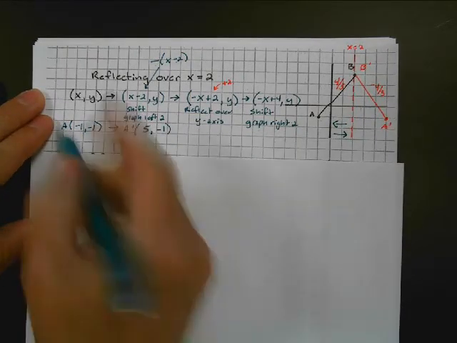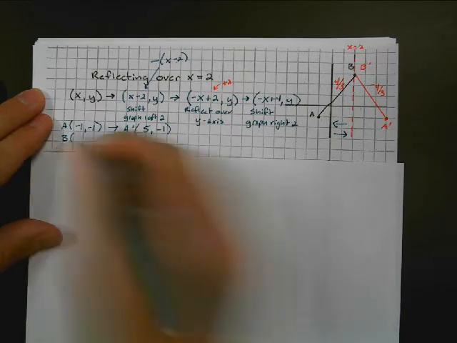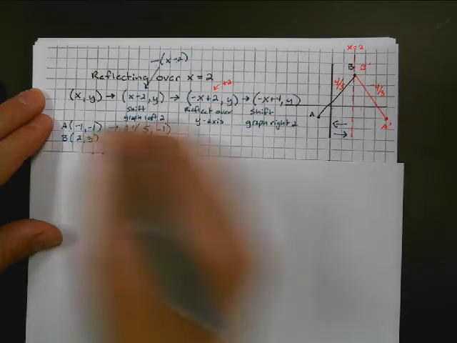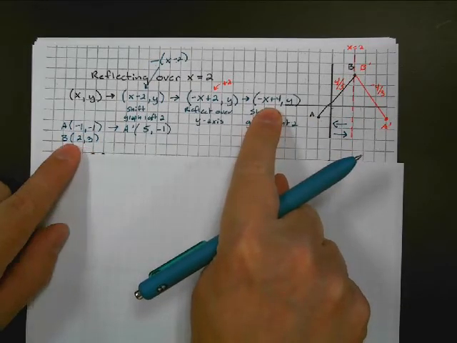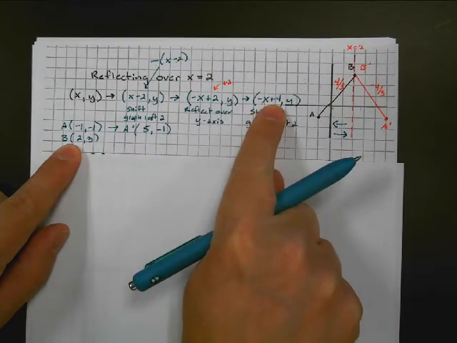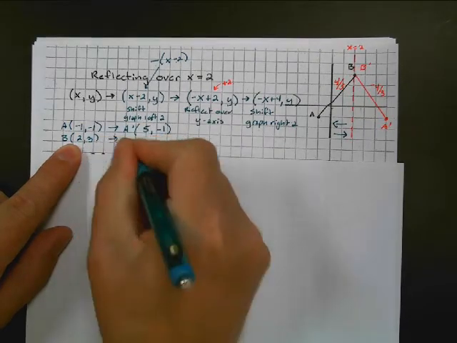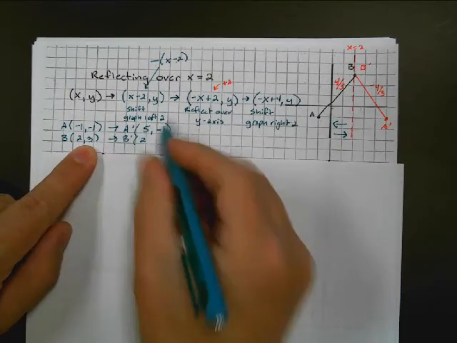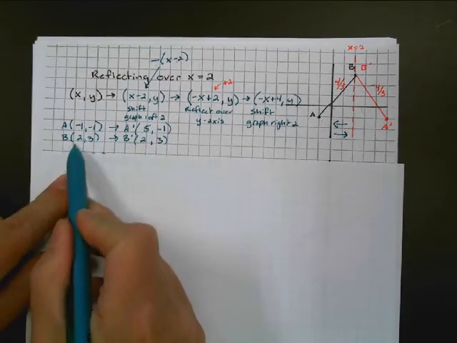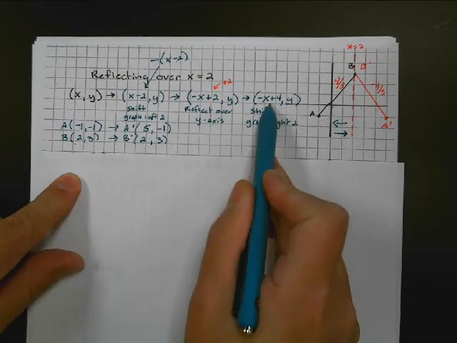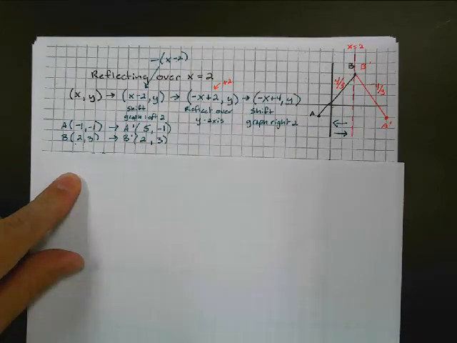Let's look at what happens to B. B started off at 2, 1, 2, 3, so that's (2, 3). Let's apply the transformation. So 2 goes into here. So negative 2 plus 4, that would be 2. And then the y stays the same. It's still 3. And that's why B did not change its position. Because according to the coordinate notation, when you plug in the x value and the y value, you get the same exact numbers. And that's what happened. B prime stayed at the same spot.